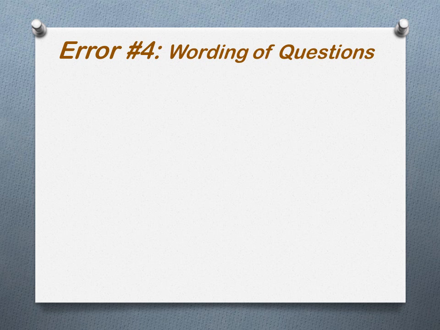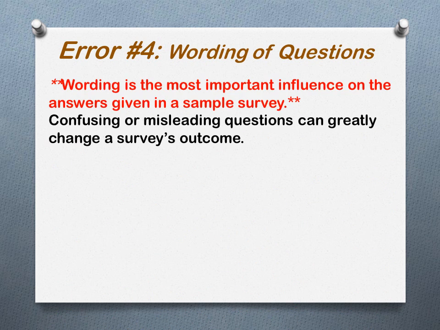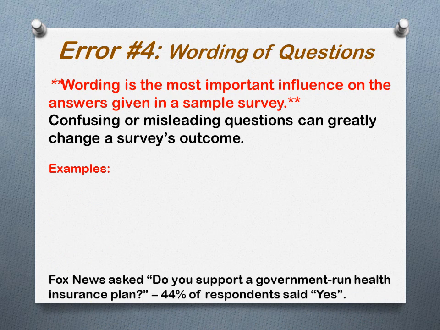Our last one is called the wording of questions. Wording is the most important influence on the answers given in a sample survey. So confusing or misleading questions can greatly change a survey's outcome.